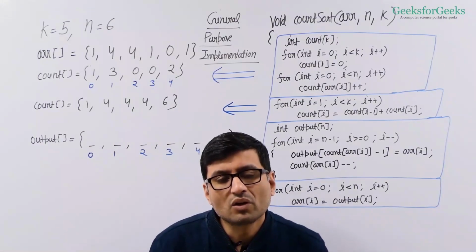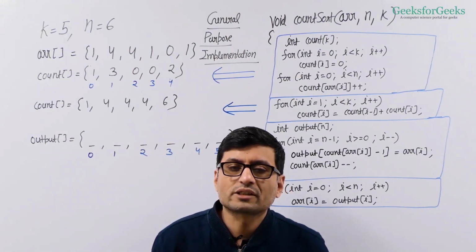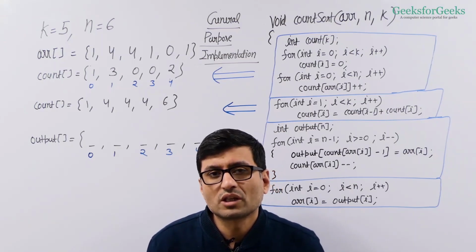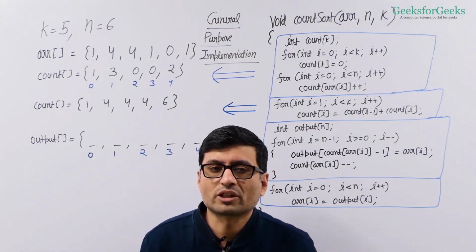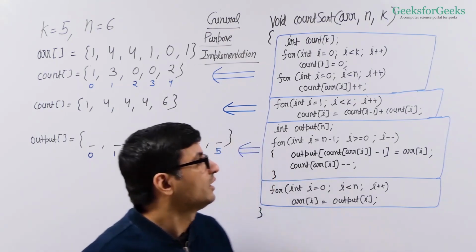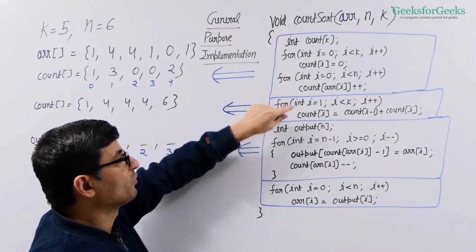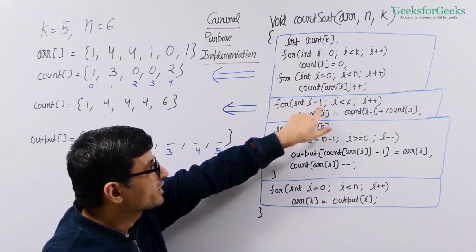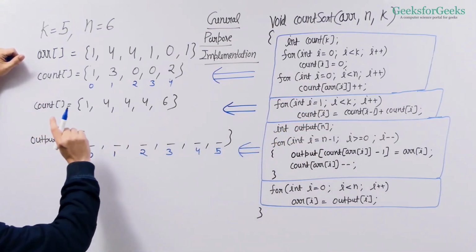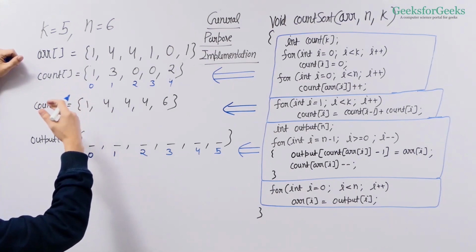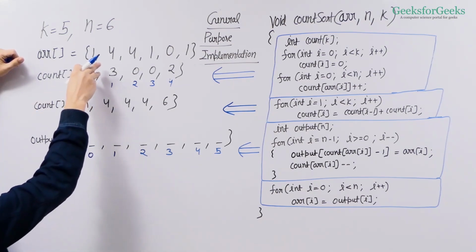After this step, we modify our count array such that count I stores how many elements in our input array are smaller than or equal to I. And this is what we do in this loop here. We run this loop from the second element, starting from index 1. So count 0 is going to remain as it is because there is nothing before 0, and the number of elements which are smaller than or equal to 0 is going to be the same.